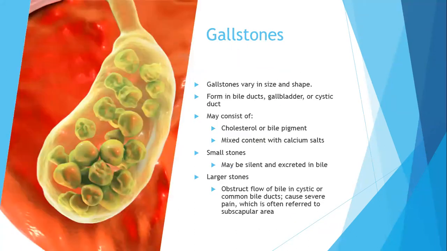So gallstones vary in size and shape. They form in the bile ducts, in the gallbladder, or in the cystic duct. About 80% of gallstones consist of cholesterol or bile pigment. About 20% of people get mixed contents with calcium salts. Calcium stones tend to be smaller and pointier and so more painful. Cholesterol stones tend to be bigger and cause more obstruction. Small stones can be silent and just excreted out into the bile. If they're big enough and pointy enough, they could cause pain.